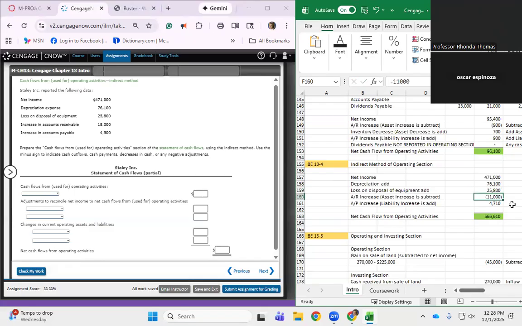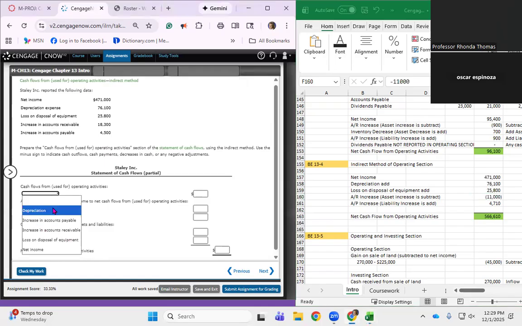Okay. Now we have an increase in accounts receivable. So an increase in an asset, we need to subtract its change. This is the increase. This is not the amounts; we have to figure out the increase or the decrease. That is the increase, just like the next one is the increase in accounts payable. So let's go ahead and put this in.